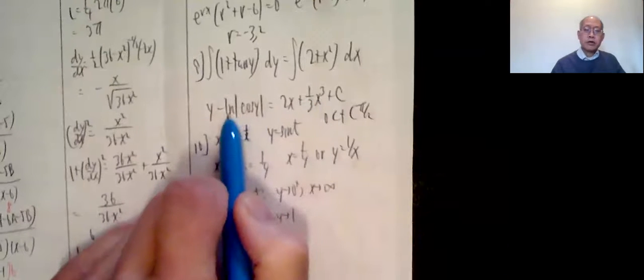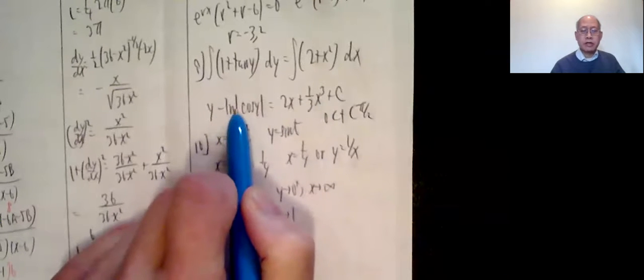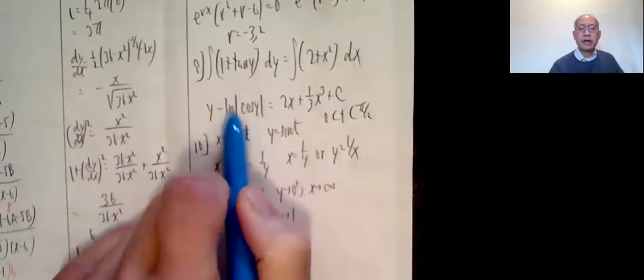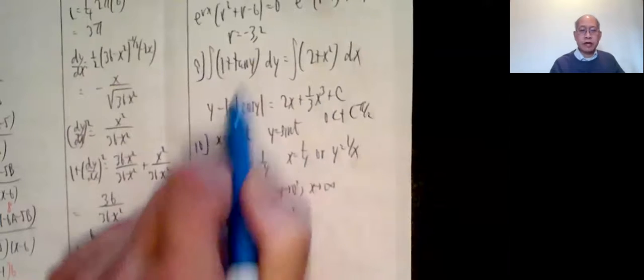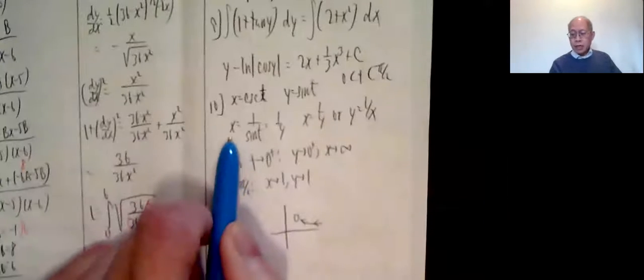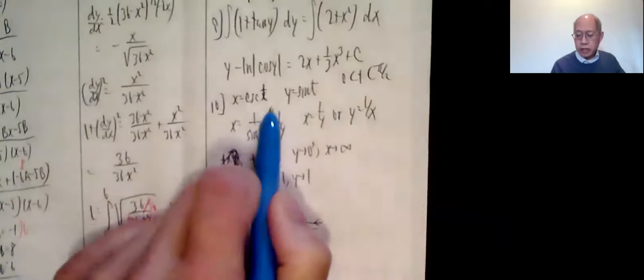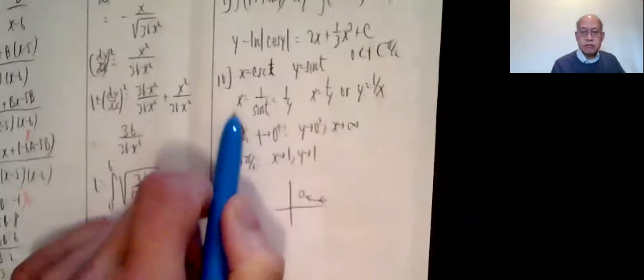Okay. Quick double check of this. What's the derivative of negative ln cosine y? It'd be 1 over cosine y times negative sine y. The negatives cancel out and you get tangent. 10, x is cosecant t, y is sine t from 0 to pi over 2.